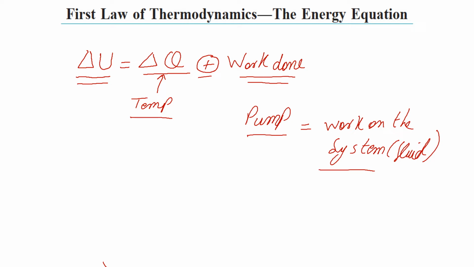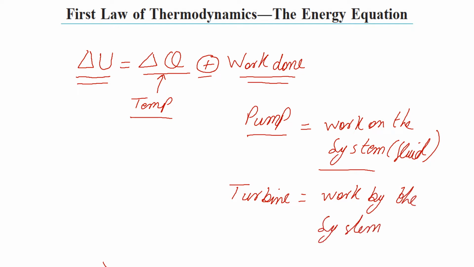If the system does work on some mechanical device, for example a turbine, in which from high potential we drop some water on the turbine and the turbine rotates. The turbine rotates because that water has some energy due to its height. So that potential energy results in rotation of a turbine, and that is work by the system. So in a turbine, the work is done by the system. It means the system loses energy in this case.